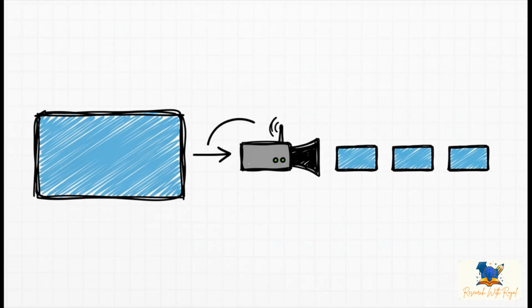The solution is a really clever process called fragmentation. The router that's on the edge of that smaller network basically acts like a slicer. It'll just chop up the oversized packet into smaller pieces that can fit through.